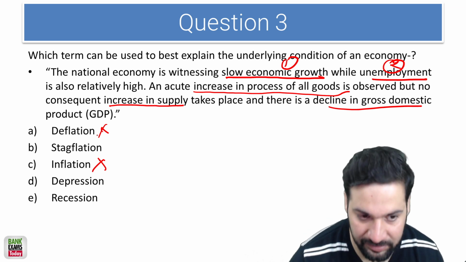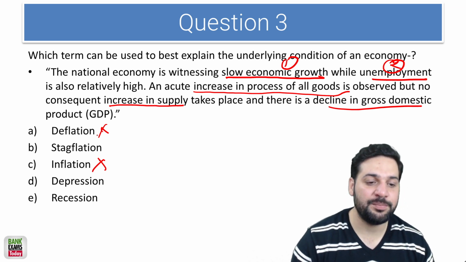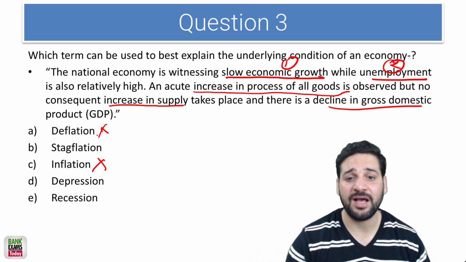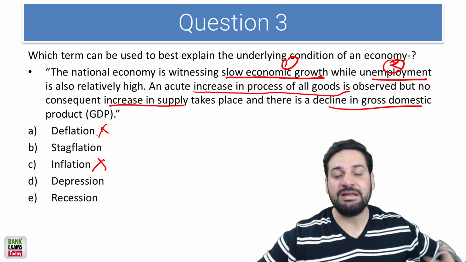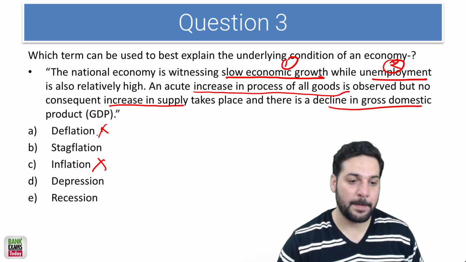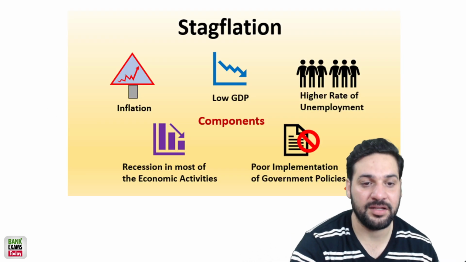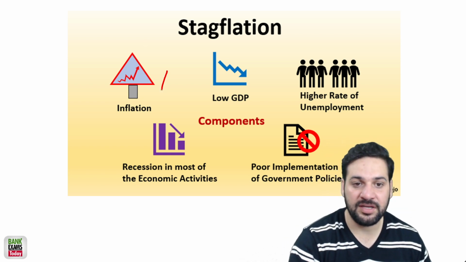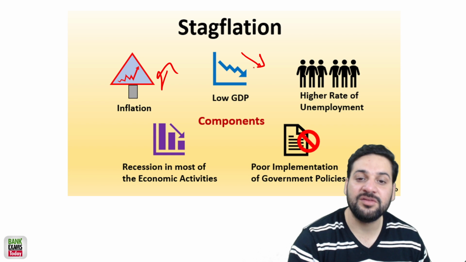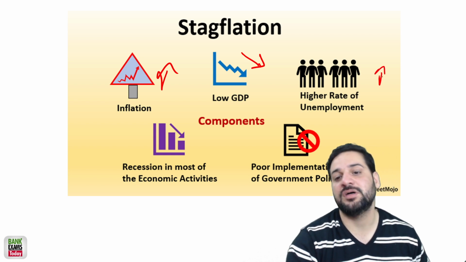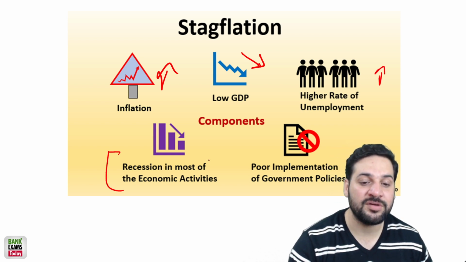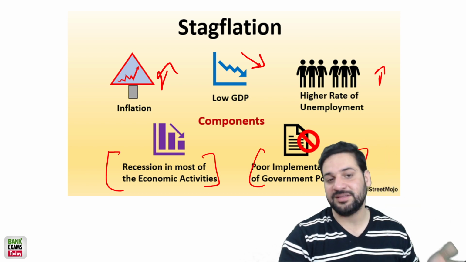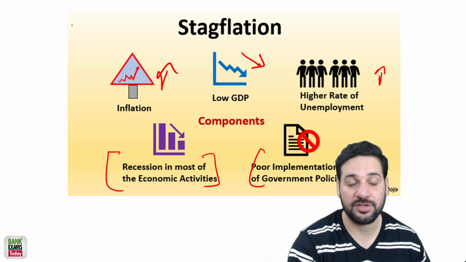So these are not the cases, right? It can be stagflation, depression, or recession. Give it a close look. Unemployment is high, and there is an increase in the prices of all goods. So what is the case here? In case of stagflation, there is overall inflation in the economy, and the GDP is going down. There is a high rate of unemployment, a recession in most economic activity, and poor implementation of government policies. That's what forces the stagflation.